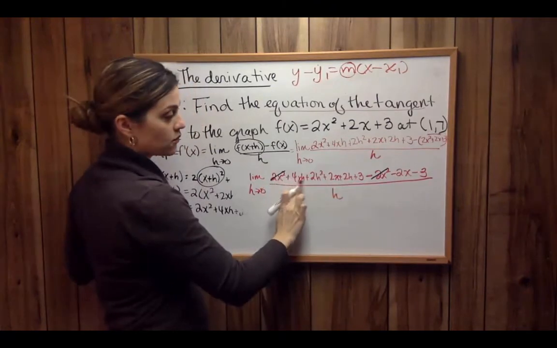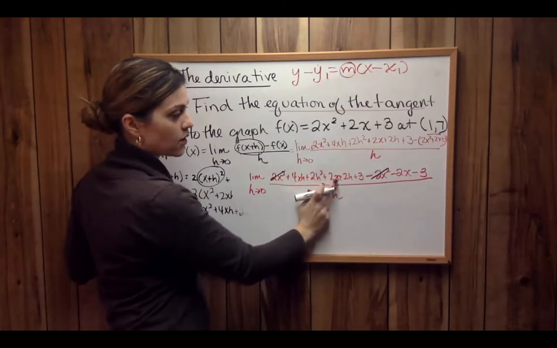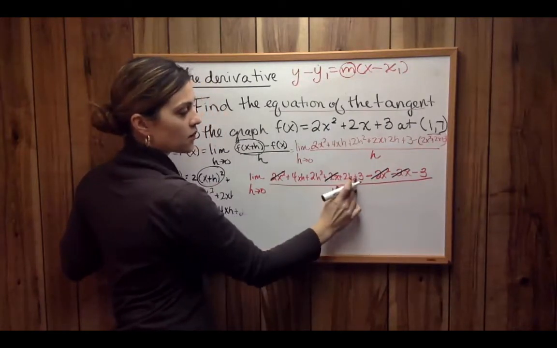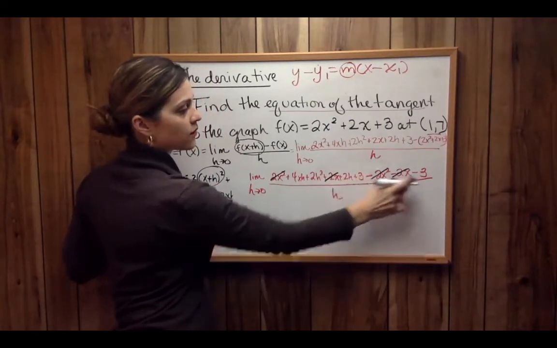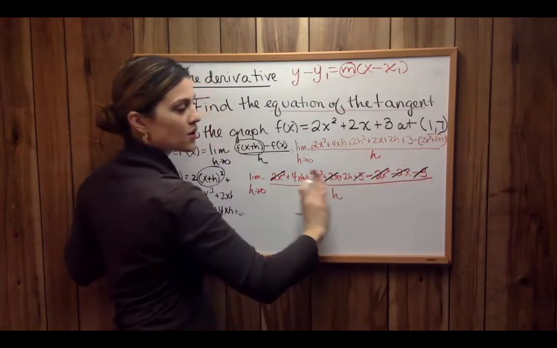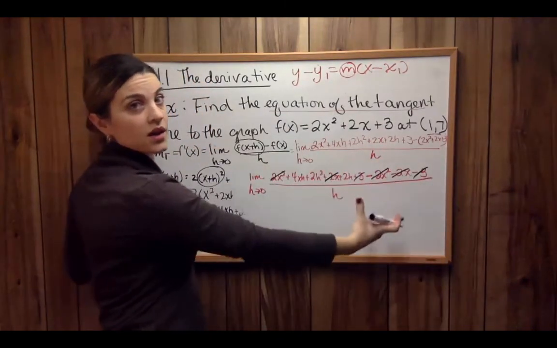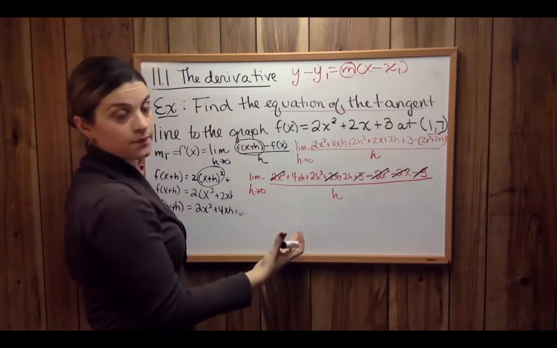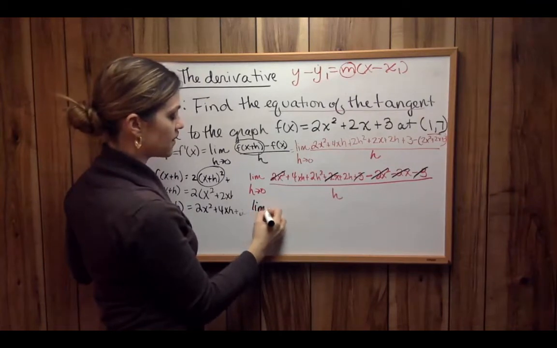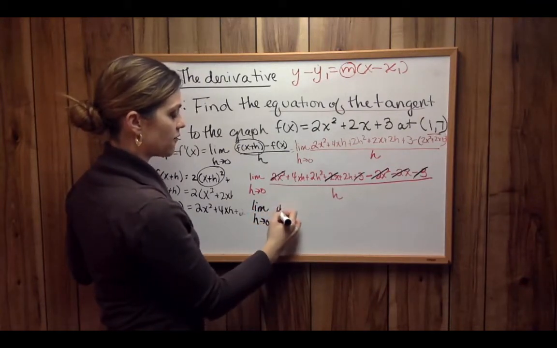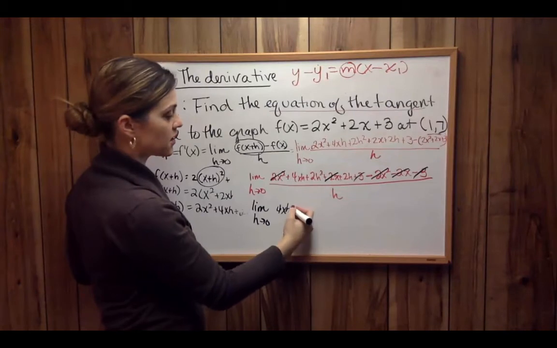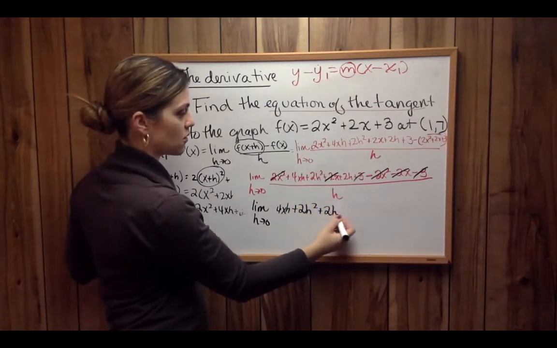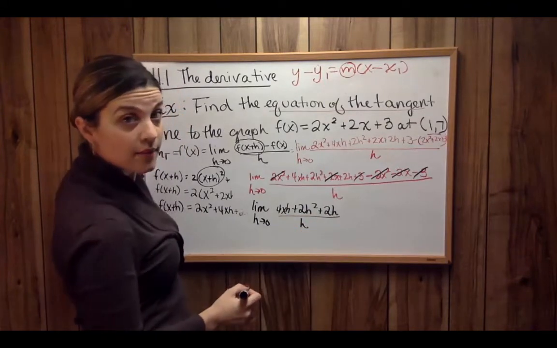Leave the 4xh alone. Leave the 2h squared alone. Do I have a 2x and a minus 2x? I do. Leave the 2h alone. Do I have a 3 and a minus 3? I do. Notice that the entire f of x is what results in the simplifying of the f of x plus h. That should always happen. Now, the limit as h approaches 0 of 4xh, I'm just rewriting what's left, plus 2h squared plus 2h all over h. What's your next step?